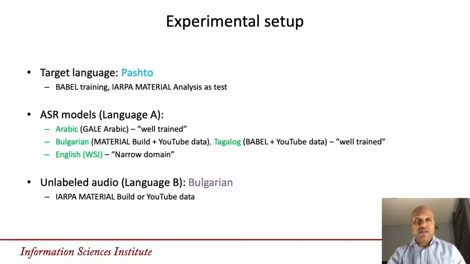The key differences across all of these different models is that the Arabic, Bulgarian, and Tagalog models are what we would call well-trained models, as in they have seen quite a diverse set of data and in general are fairly general models. Whereas for English, the Wall Street Journal-based model is a fairly narrow domain model. It does not generalize that well. It is trained on a very specific corpus. For unlabeled audio, we use Bulgarian data. This is either the IARPA MATERIAL build training data set or YouTube data.